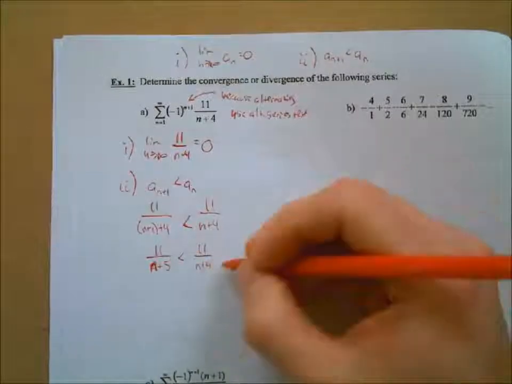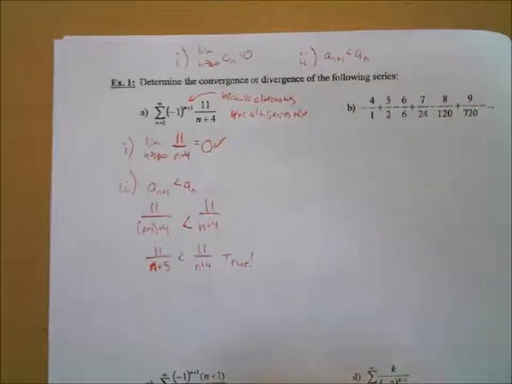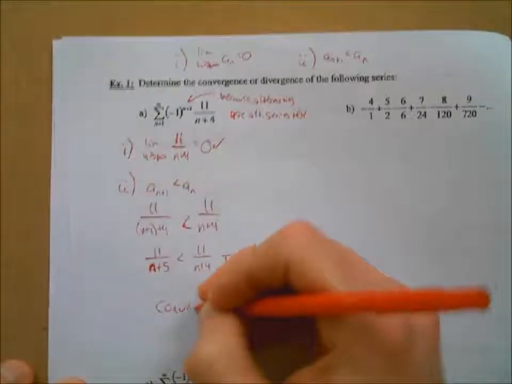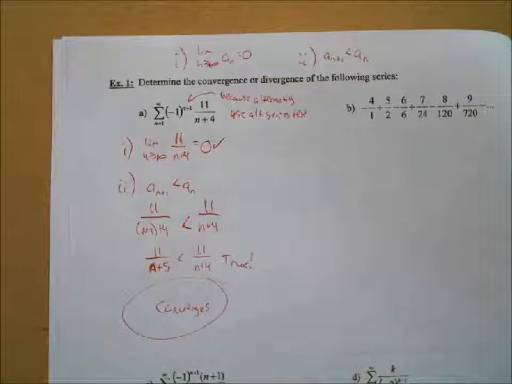This is true. So what can we say about the series then? Both of our conditions are met. It converges. That is what determines it for our alternating series. So it converges. All right. Letter B.